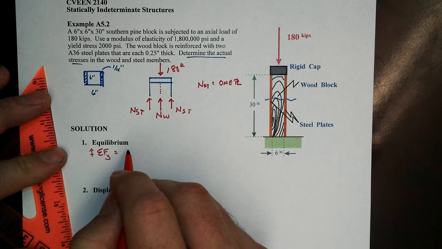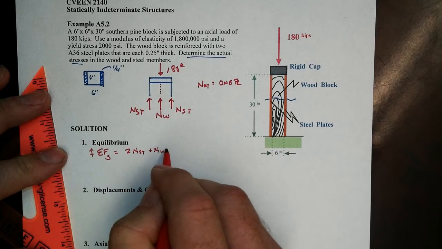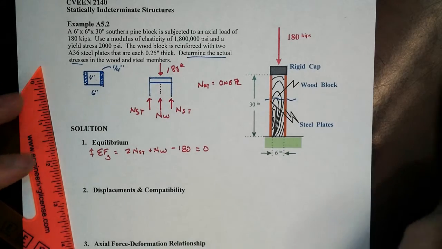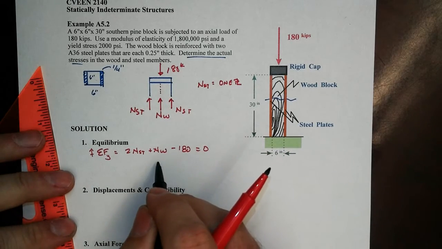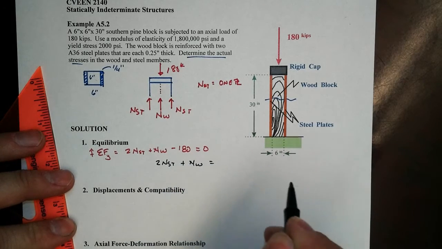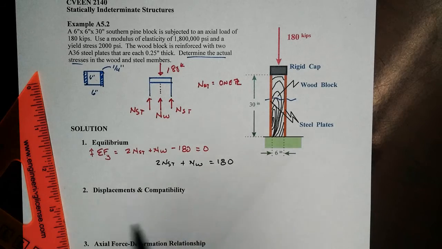We have a very simple axial equilibrium equation of equilibrium to work with. We've got two of the steel forces plus the wood, minus 180 equals 0, and that of course gives us the most important equation that we get out of here: the sum of the axial forces in the wood and the steel has to be equal to the applied load.